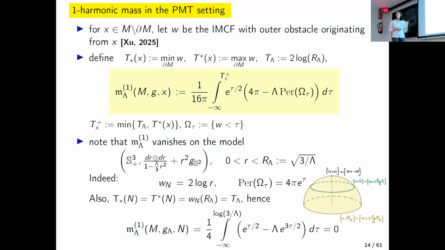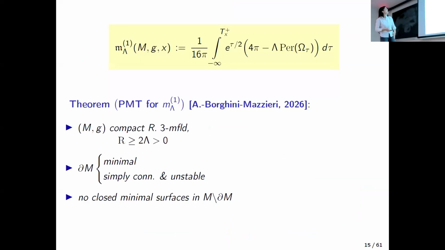As I was saying before, when you are in the model case and you pick as a starting point the North Pole, this is the exact solution of the inverse mean curvature flow without an obstacle. It's 2 log of r. And so you compute all the ingredients to put inside the mass for the model case, you end up with a very nice, simple integral that you discover to be 0. So the one harmonic mass on the model space is 0. First check is okay.